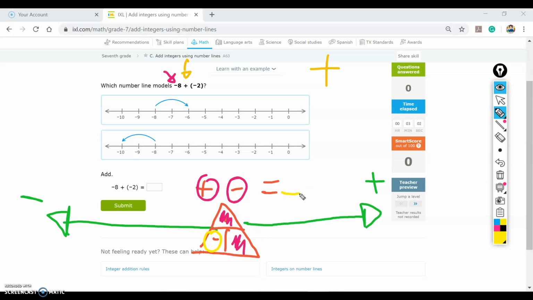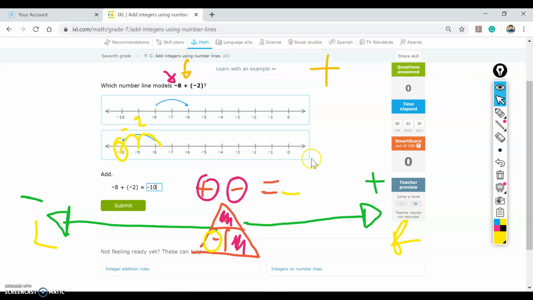Because it's a negative, I cannot go to the right. I need to go to the left. So starting at -8, it would be -8 plus -2. That would be 1, 2. That's the -2 right there. My answer is the number where I land, which is -10. So my answer here would be -10. My answer cannot be -6, as you can see on the other number line, because -8 plus -2 is not -6. That's why the first number line is not correct.